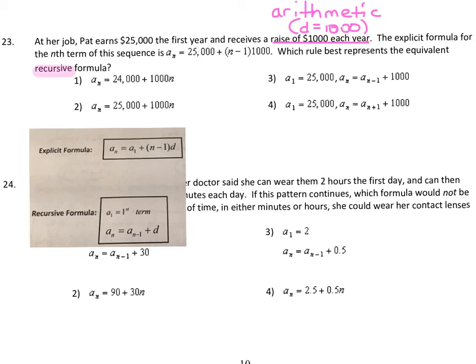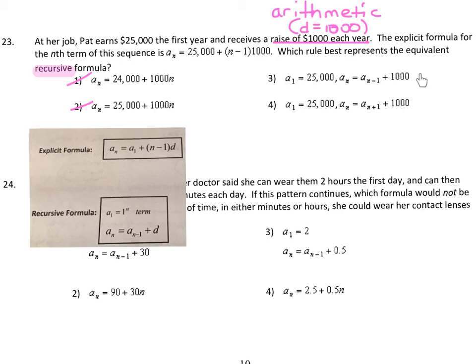Okay, now we know for a recursive formula, you have to have two sentences to your rule. So two sentences like we have in number 3, as well as like we have in number 4. That's what that comma is doing. The comma's separating the first sentence from the other. So choice 1 and choice 2 are out. Okay, so this is the format for our recursive formula. It says a sub 1 is the first term. So they both say that a sub 1 is 25,000. That's what she's making her first year.